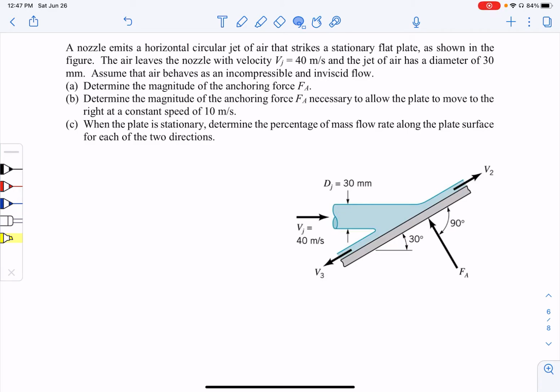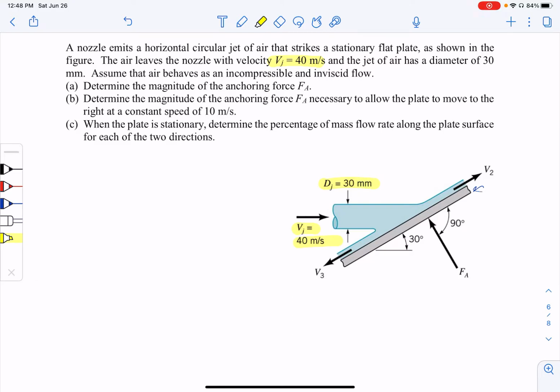Let's solve the second question for review of chapter 5. We have a nozzle with a jet of air going into it and then sticking to a stationary plate, as you can see in the figure here, and then also coming out of V2 and V3 in these two pipes. So what we have here is the velocity of the jet and the diameter of the jet.